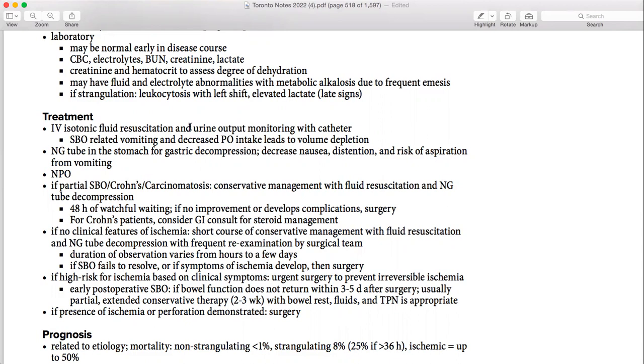If there is one more option, you can add urine output too. But IV fluid is very important, so you cannot miss IV fluid. Then comes the NPO.